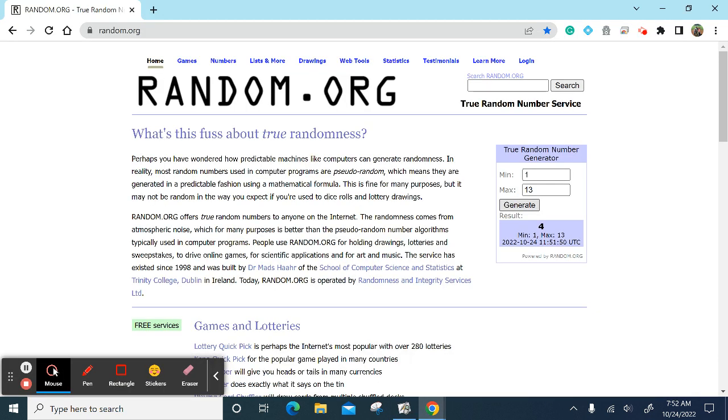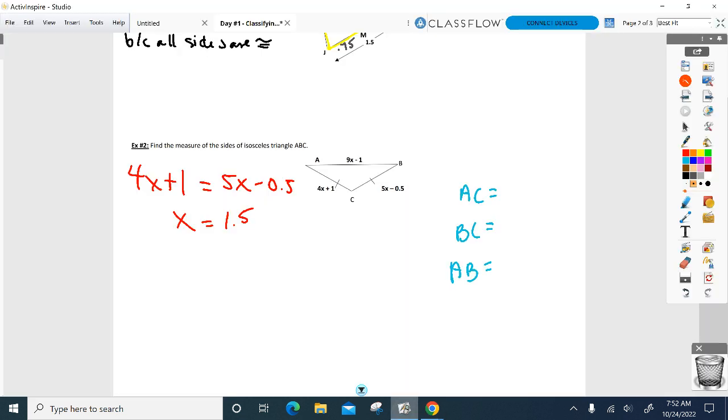When you're ready, let me know those 3 sides. 5. 7. Just say AC. You're good. AC equals 7. Got it? BC equals 7. I hope so, right? Because they're congruent. And what about AB? It equals 12.5. There you go.